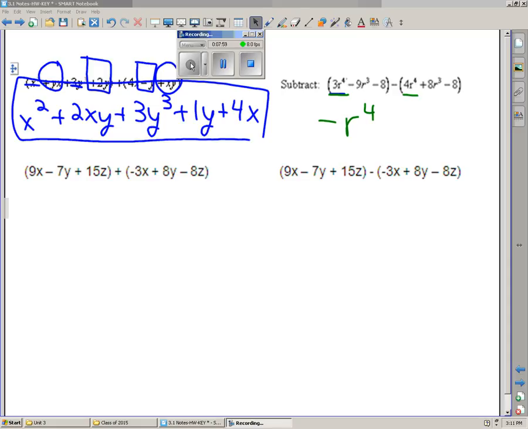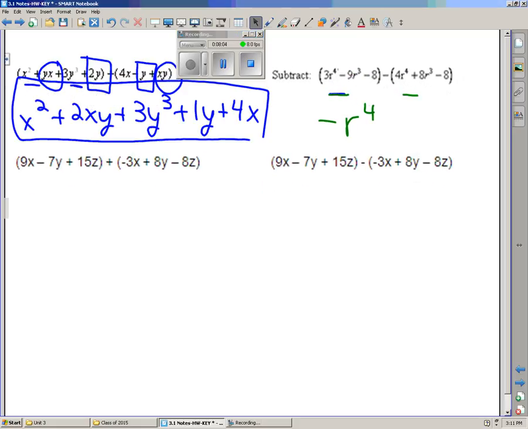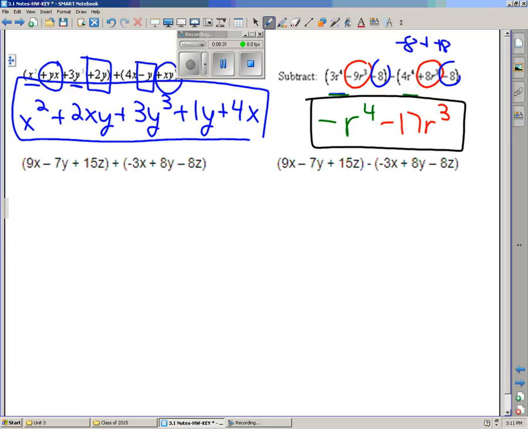R cubes, sorry about that, let's fix this. R cubes, there's -9r cubes minus 8r cubes. That's minus 17r cubes. And then finally, I've got -8 minus -8. -8 minus -8 is 0. There's nothing left. Here's your final answer: -r to the 4th minus 17r cubed.